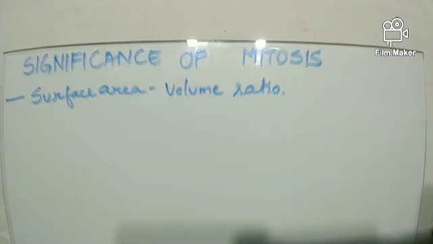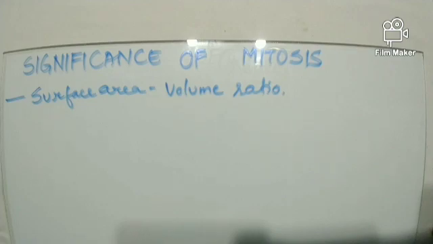Now let us quickly talk about the different significances, or the different importances, of mitosis. First of all, we can see here the surface area to volume ratio. How can we understand this? Suppose there is a small cell. This cell, being small in size, has a great surface area relative to its volume. When a cell is small but has a large surface area, there is an efficient exchange of materials. As the cell size increases, the ratio decreases, and the surface area decreases.